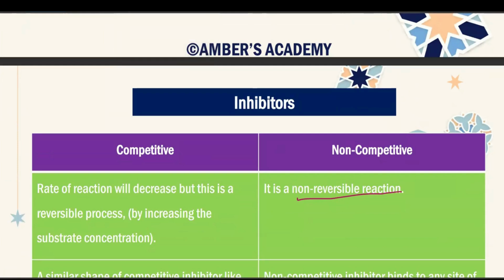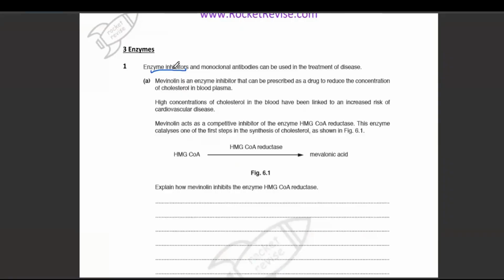Okay. So now let's see this question. Enzyme inhibitors and monoclonal antibodies can be used in the treatment of a disease. Mevinolin is an enzyme inhibitor that can be prescribed as a drug to reduce the concentration of cholesterol in blood plasma. High concentrations of cholesterol in the blood have been linked to an increased risk of cardiovascular disease. Mevinolin acts as a competitive inhibitor of the enzyme HMG-CoA reductase. Do not worry about these difficult names. Okay? They'll give you these names. Just stick to the concept. They're talking about a competitive inhibitor right now.